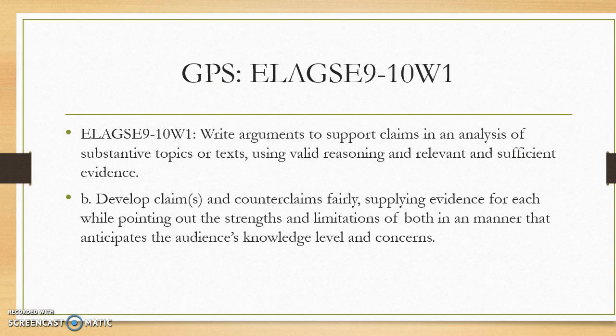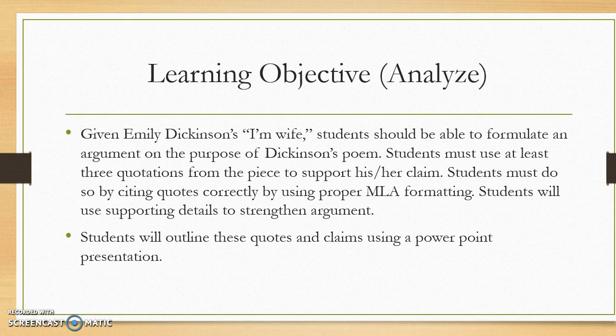Here are our Georgia Performance Standards, ELAGSE 9-10W1, where students will write an argument to support claims in an analysis of substantive topics or texts using valid reasoning and relevant and sufficient evidence. Students will develop claims and counterclaims fairly, supplying evidence for each while pointing out the strengths and limitations of both in a manner that anticipates the audience's knowledge and concerns. That is our learning objective.